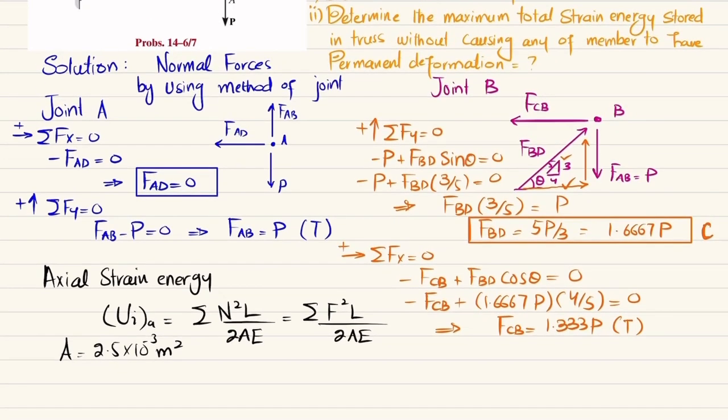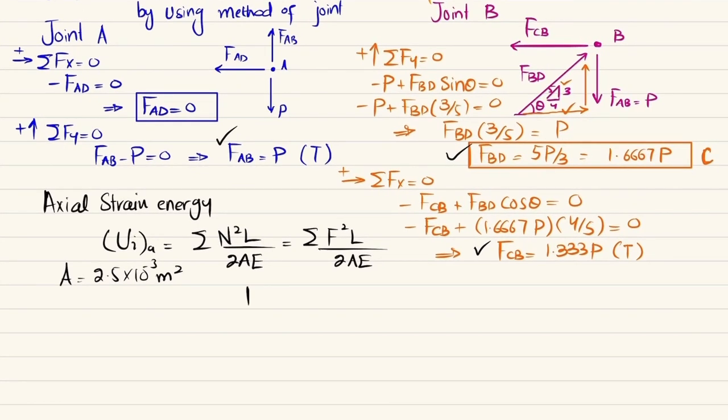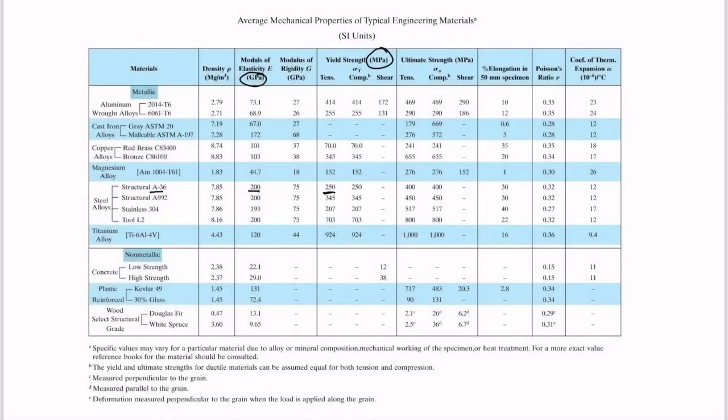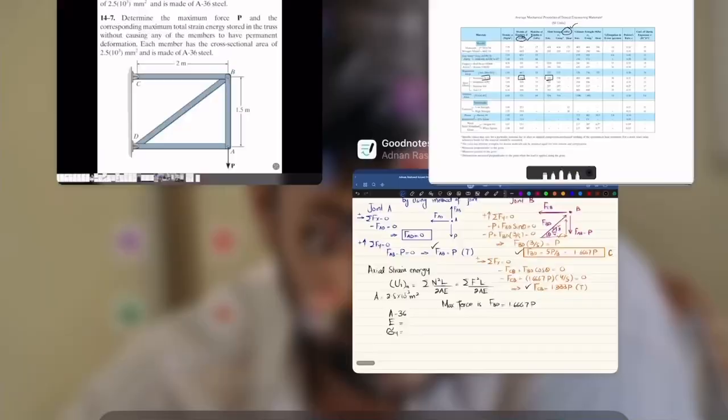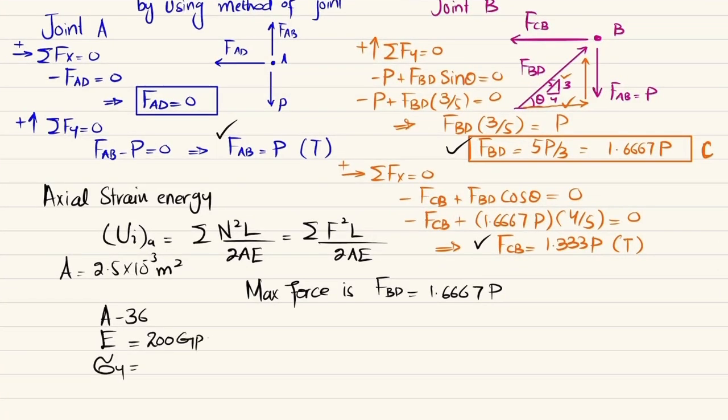So from here you can see FAB is equal to P, FBC is 1.33 P, and FBD is 1.67 P. So the maximum force is FBD, and that is equal to 1.6667 times P. And we have been given A36 steel. So for A36 steel I will write the E value and yield stress. So E we will check in the property table. So you can see here that this is the A36 steel. So E is 200 gigapascal and yield strength is 250 megapascal. So we'll note this down. This is 200 gigapascal, which is 200 into 10 to the power 9 pascal, and yield strength is 250 megapascal, so 10 to the power 6 pascal.